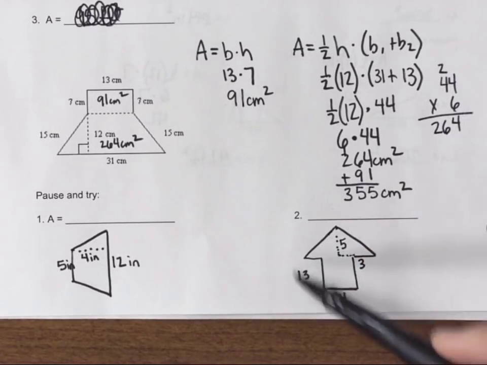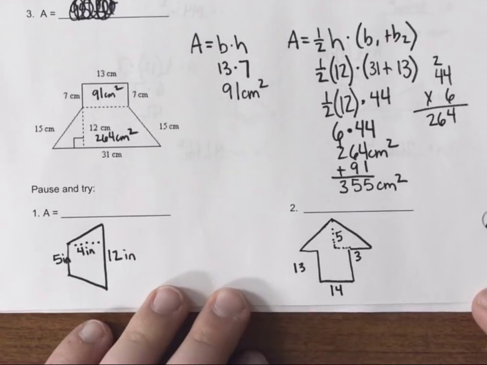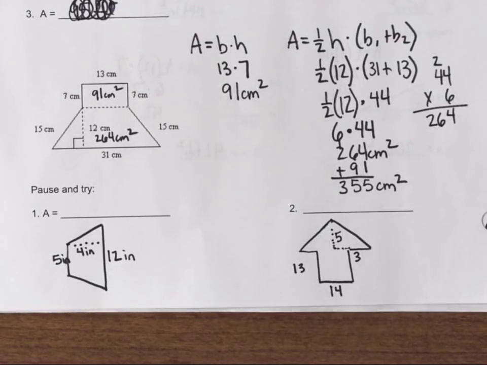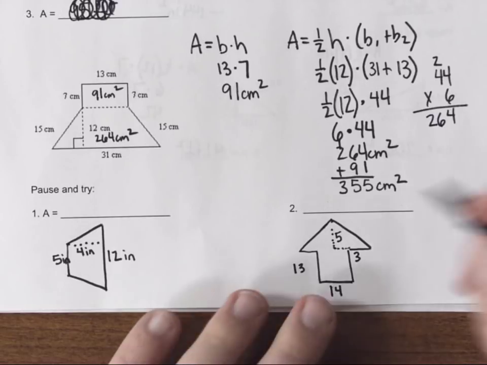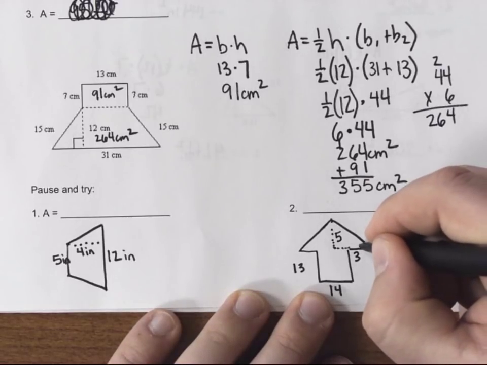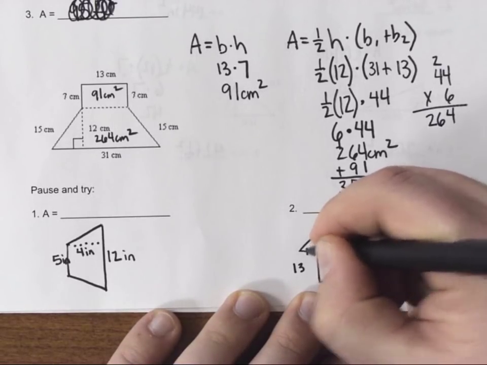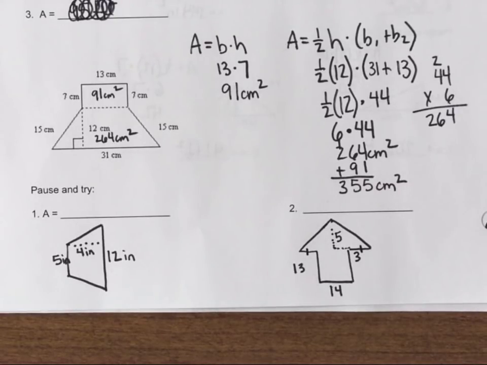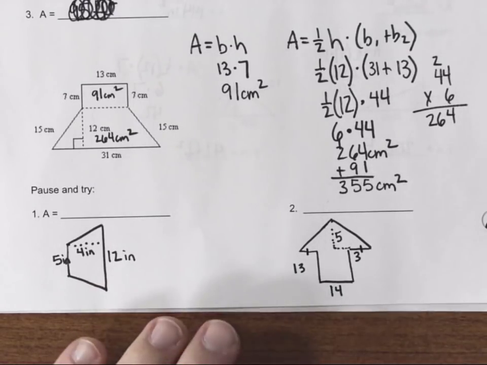So I want you to use what you know about this shape to find the area of our composite shape. Just as a hint, this side and this side are congruent or equivalent. I want you to go ahead and give that a try. When you're finished with these 2 pause and tries, then you can get on Khan Academy. We will go over these together in a few minutes.